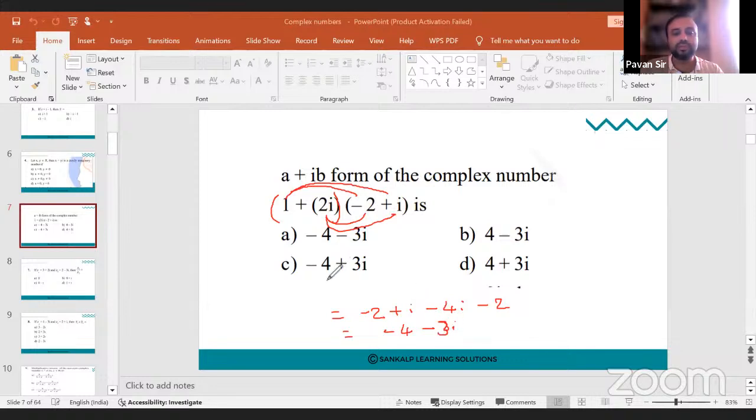So which option is the correct one? Minus 4 minus 3i is the right one. That is option A. Yes, Kavya has given the correct answer. SP Ganesh has given the correct answer from YouTube. Okay. Let me move on to the next question now.